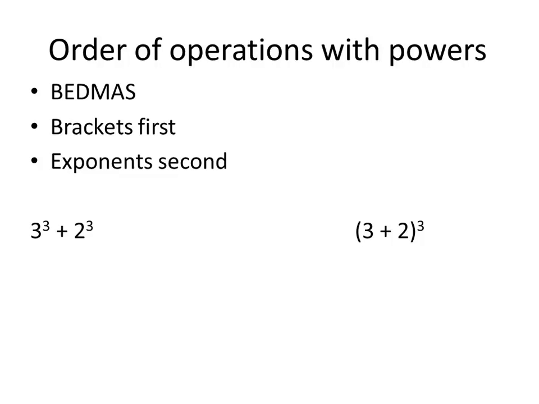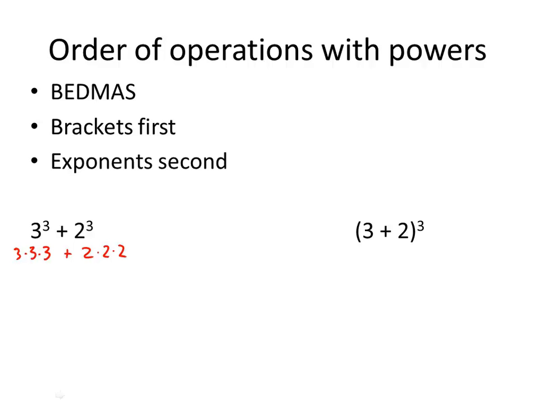First off, we're going to be taking a look at some of these ones. You cannot simply just add these numbers right away. You can't go 3 plus 2 is 5 and then to the power of 3 or something like that. What you have to do first is the exponents first, so you're looking at 3 times 3 times 3, and this is going to be 2 times 2 times 2.